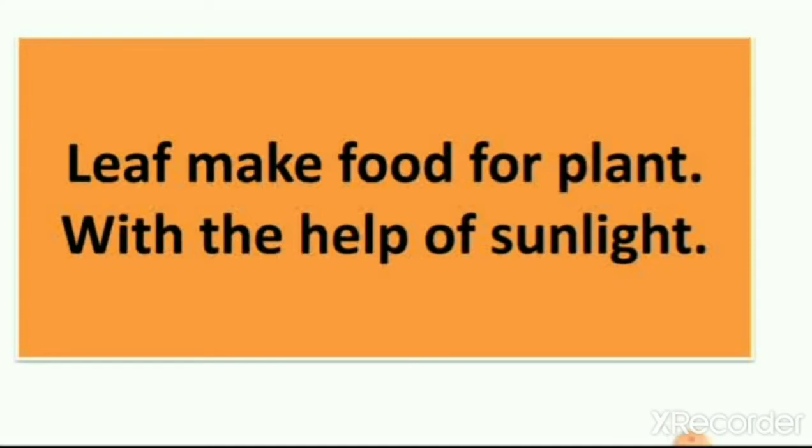As we know, all living things need food to eat and to grow healthy. Like that, the leaf also grows and makes food for the plant, because the plant is a living thing. So the leaf makes food for the plant with the help of sunlight. Now let's see how the plant starts making food.